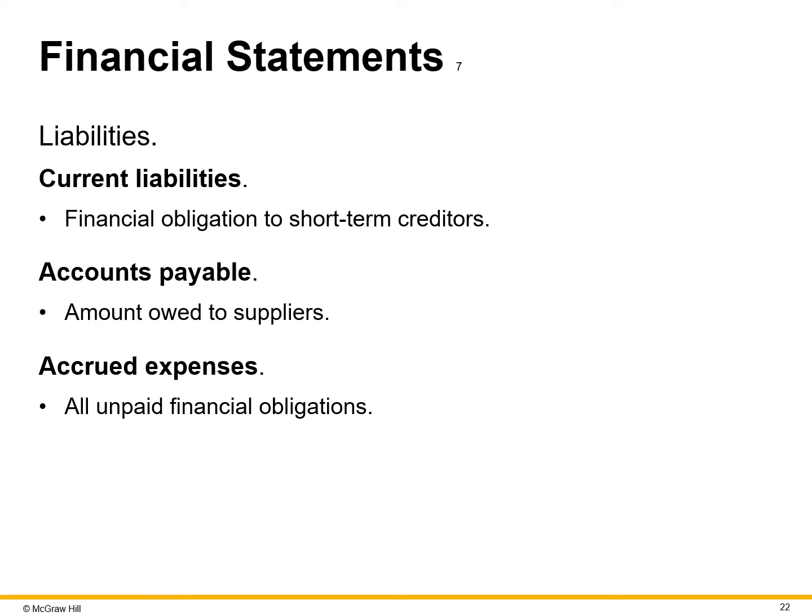Current liabilities, also known as short-term liabilities, include a firm's financial obligations to short-term creditors, which must be repaid within a year. Long-term liabilities have longer repayment terms. Accounts payable are amounts owed to a company's suppliers for goods and services purchased with credit. Other liabilities include wages earned by employees but not yet paid, and taxes owed to the government. These accounts may be consolidated into an accrued expense account representing all unpaid financial obligations incurred by the firm.